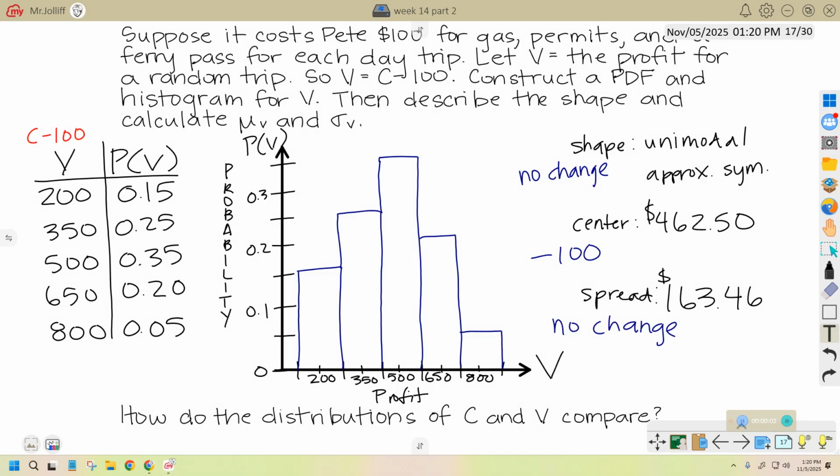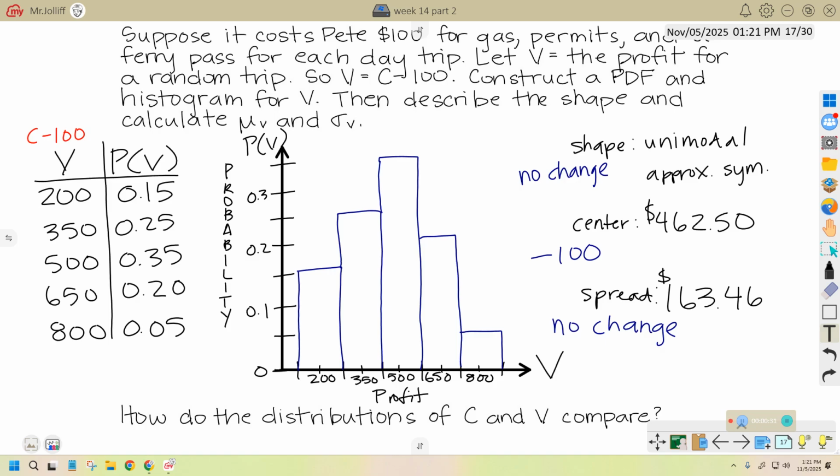All right, picking up where we left off last time, we were looking at a transformed variable. Originally we were looking at the gross amount of money that Pete collected from a day trip. And then we looked at the transformed variable, which is his profit, the gross income minus the cost to run the day trip. So we were subtracting 100 from the amount of money he collected.